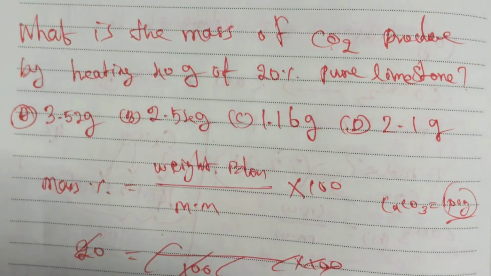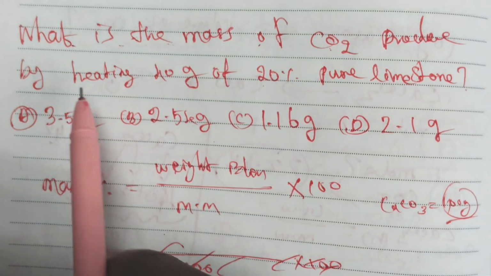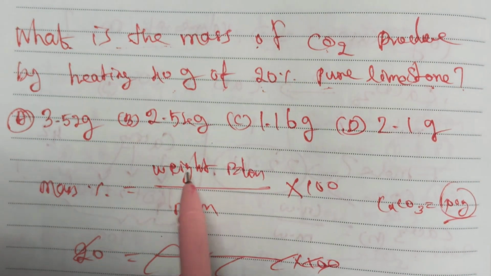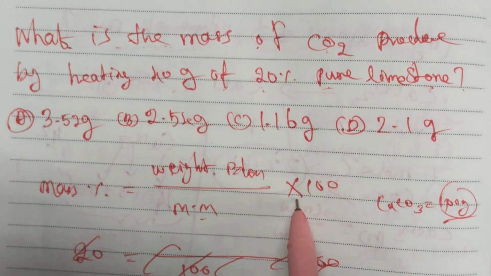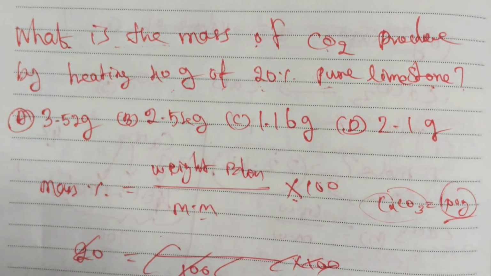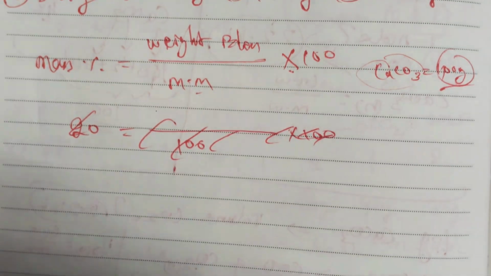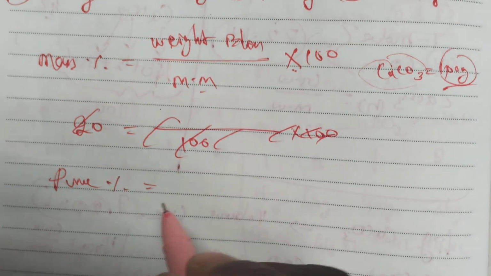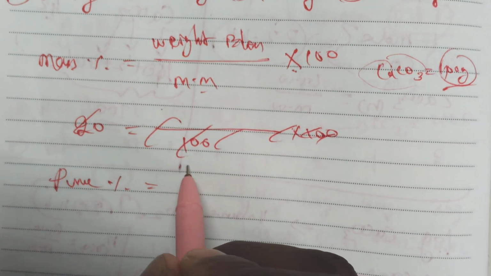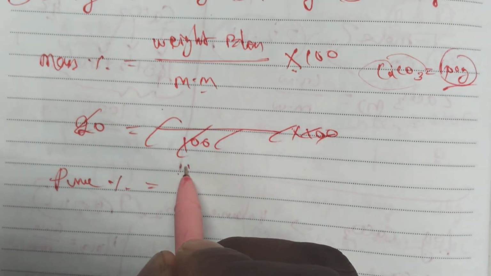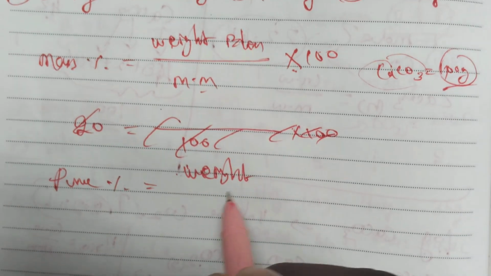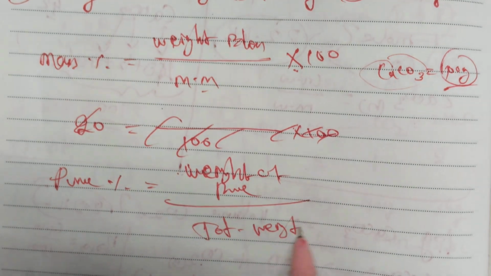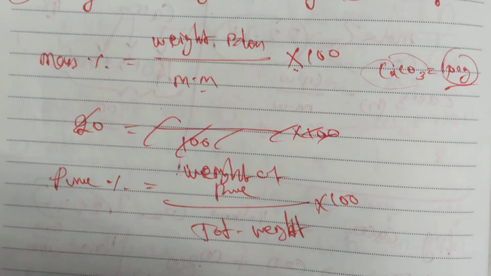Next is this question: what is the mass of carbon dioxide produced by heating 40 gram of 20% pure limestone? The mass percentage is equal to weight of element divided by molar mass into 100. The calcium carbonate mass is 100 gram. Also, the percentage purity is equal to the weight of the pure compound divided by the total weight, into 100.